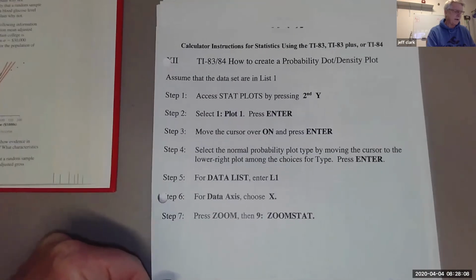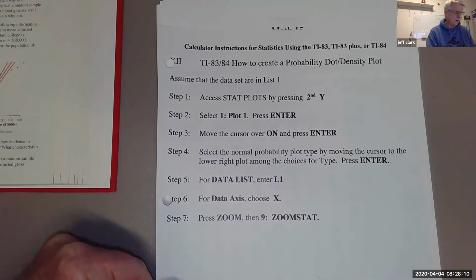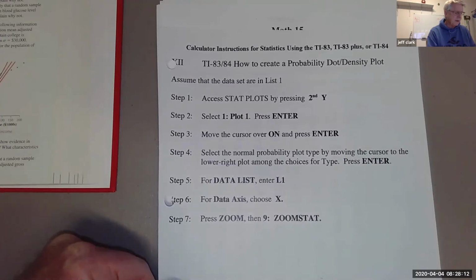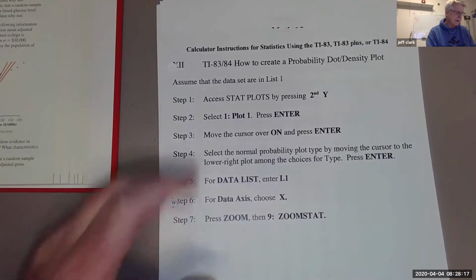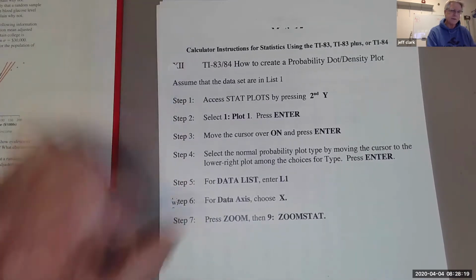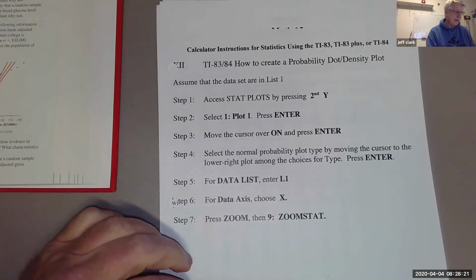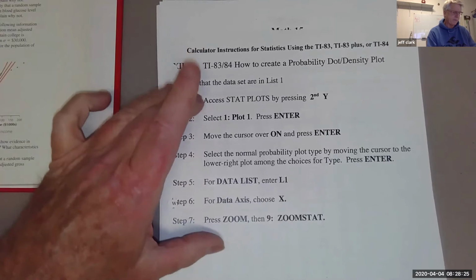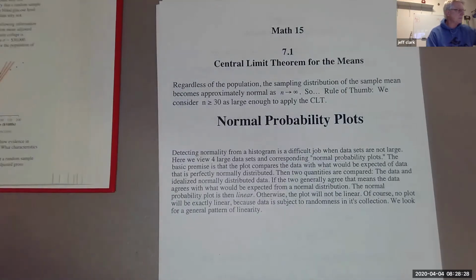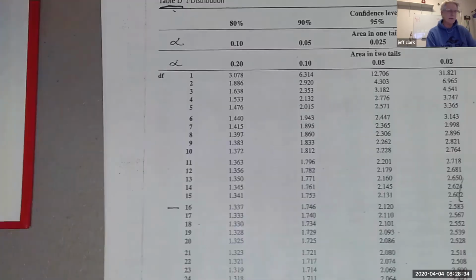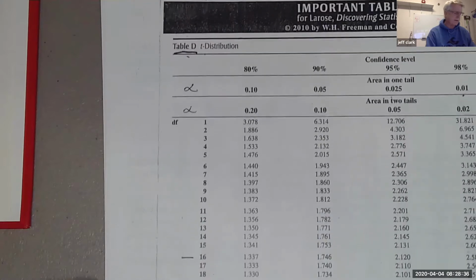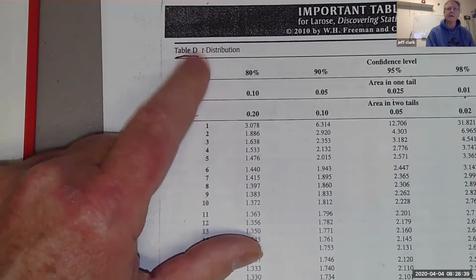So while you're flipping to chapter 7, section 1, and to the probability plots that we're going to go through, get this set of instructions that you see here. And then a couple pages beyond this page, there's one table. Might as well grab that one too, because we'll be using it for a while. It's called Table D.